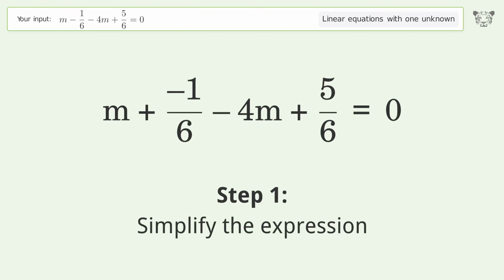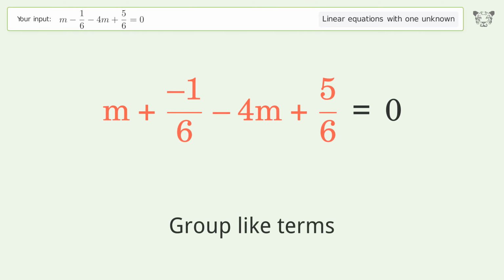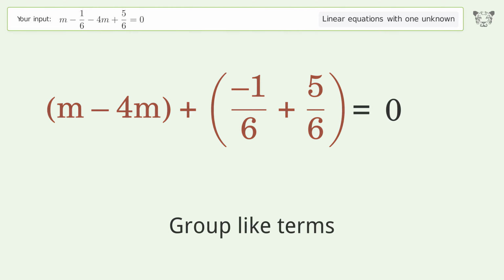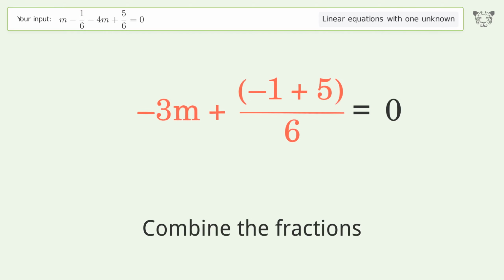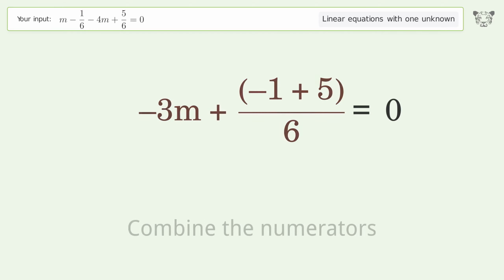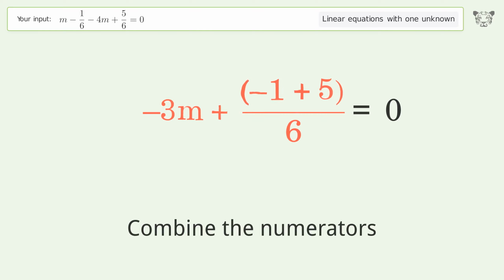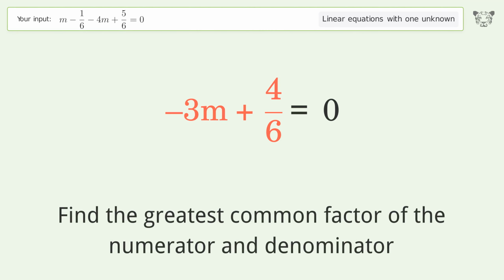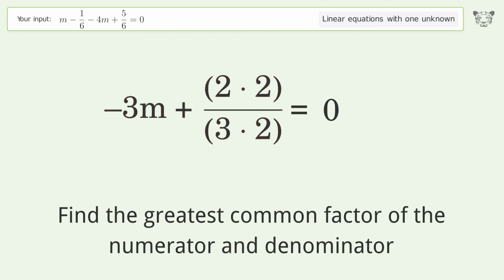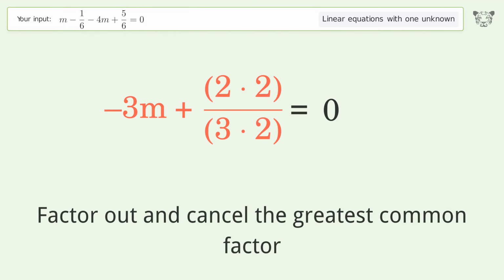Simplify the expression. Group like terms. Combine the fractions. Combine the numerators. Find the greatest common factor of the numerator and denominator. Factor out and cancel the greatest common factor.